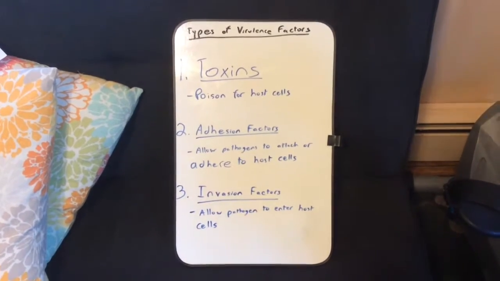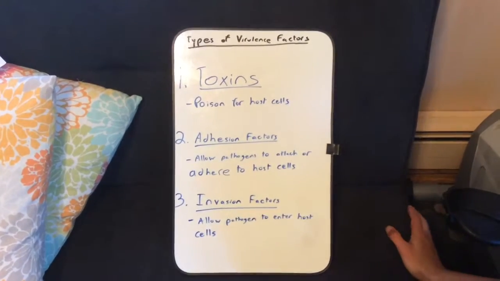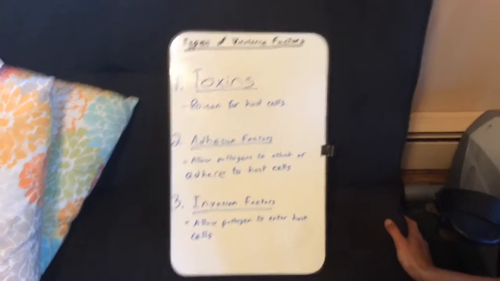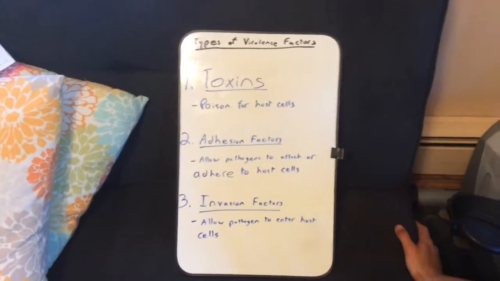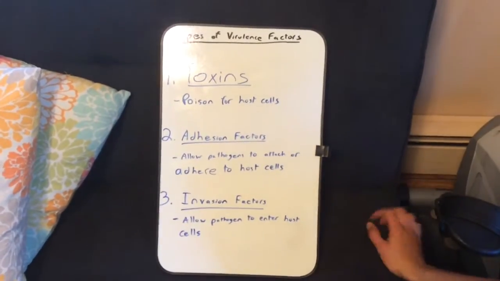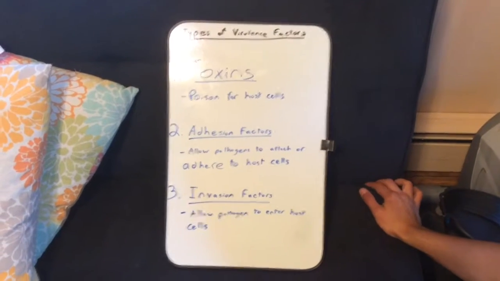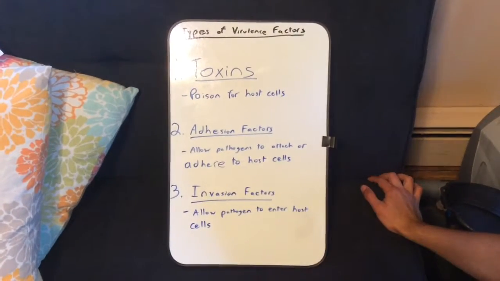There are many different types of virulence factors, and they carry out a variety of functions relating to the infection and colonization of host tissues and cells. One type of virulence factor is toxins. Toxins are poisons for host cells created by pathogens. Another type of virulence factor is adhesion factors. These factors allow pathogens to attach or to adhere to host cells.